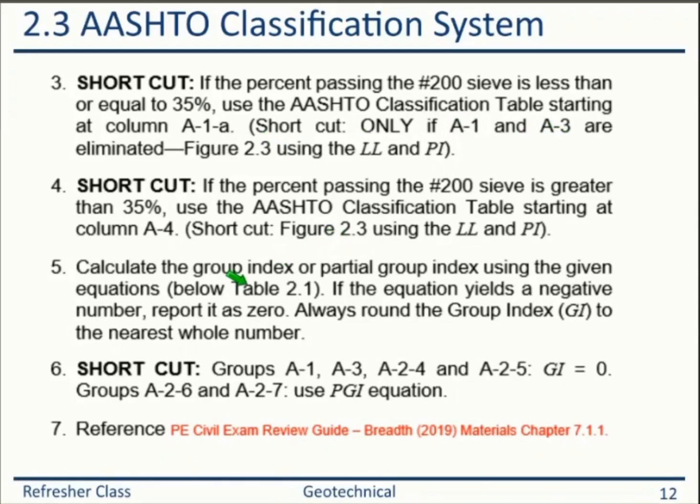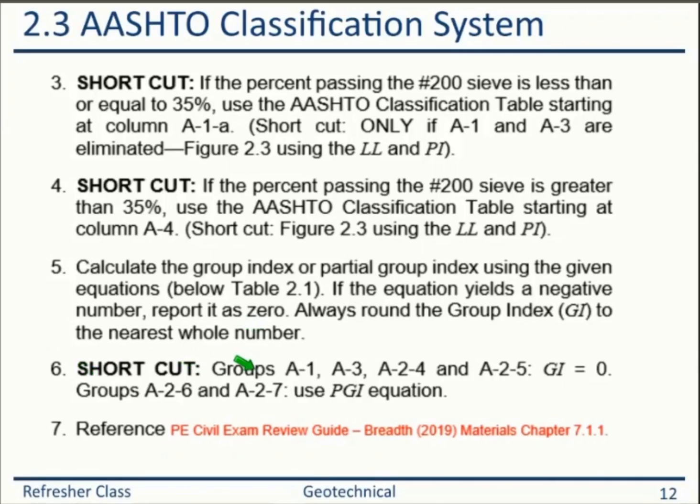Below the table, there is a group index. I will show you that. You need to calculate the group index or partial group index using the equations given below, right? And if in the calculation of group index or partial group index your value comes negative, report it as 0, and always report your group index or partial group index, PGI, as a whole number. Okay, whole number.